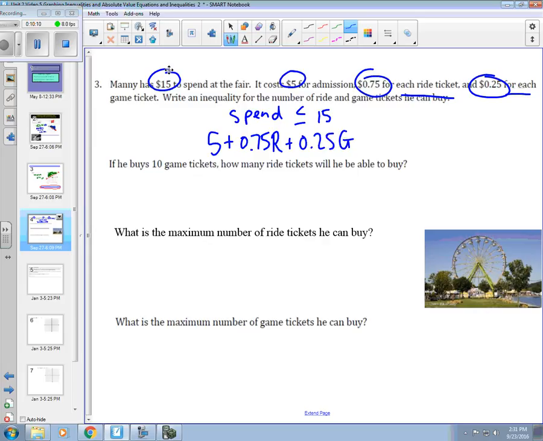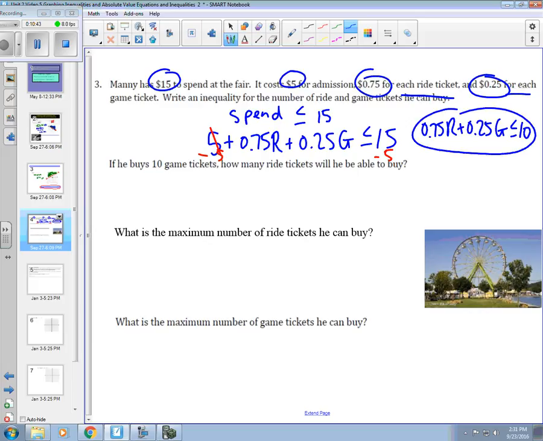So all this stuff he's spending on better be less than or equal to 15. Well, two of those parts, we don't know how many rides or games. We know for sure he's spending this $5. So since we already know he has to spend that, let's subtract that. We know for sure that's got to come off. So our inequality here would be 0.75R plus 25 cents for each game ticket, G, better be less than or equal to the $10 he has left after going in to the fair.